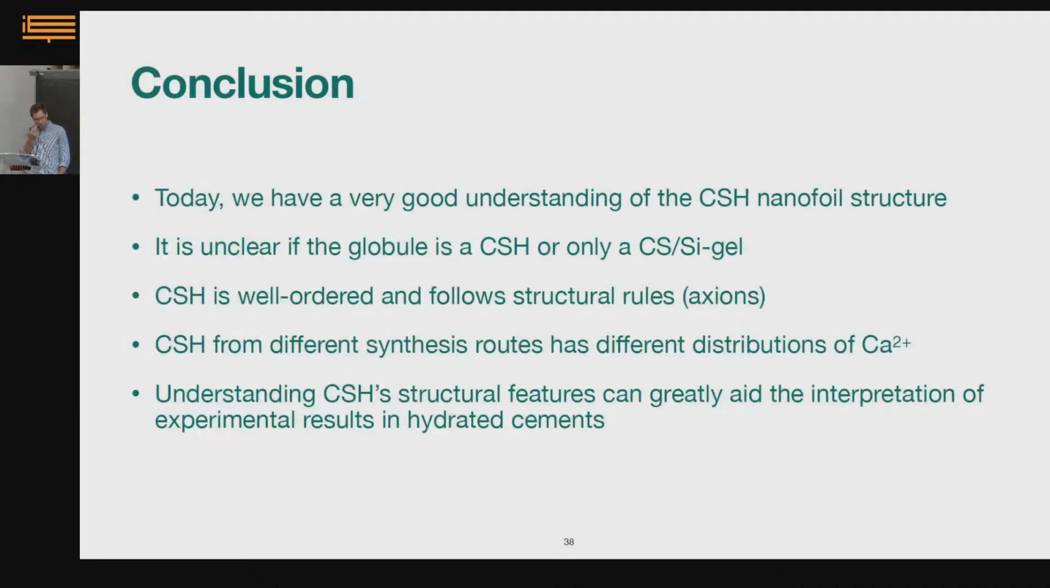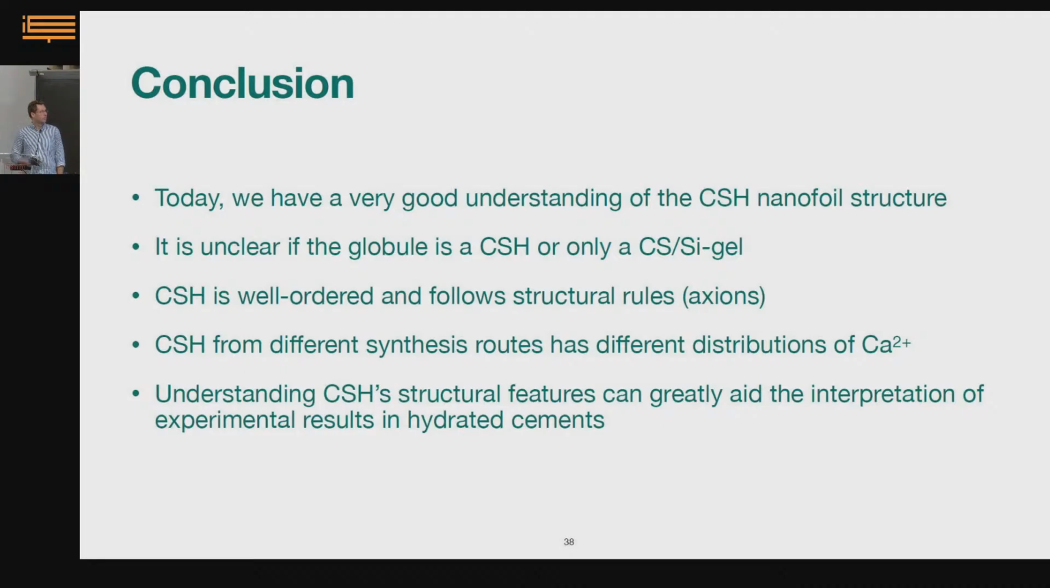So in conclusion, I would argue that today we have a really good understanding of the CSH nanofoil structure. If I have a CSH, I characterize it, I can probably make an excellent nanofoil model, and we can do whatever we want with it. The globule, I'm not so sure if it is even a CSH. I think it's more an amorphous calcium silicate, aka silica gel, or alumina silica gel if you have alumina next to it. CSH is much more well ordered than anybody thinks, and we have axioms for it.